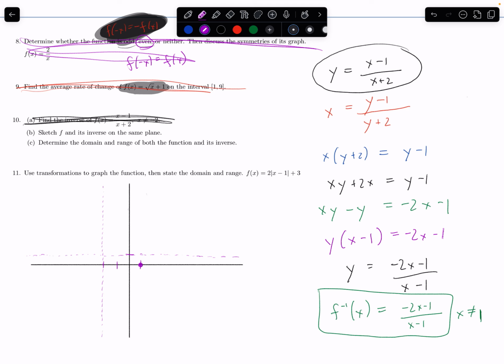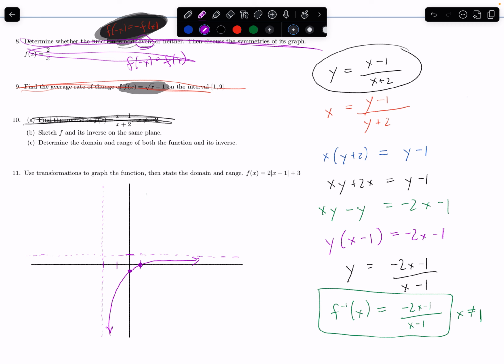Okay, what happens if x is 0? So if x is 0, it's going to be 0 minus 1, which is negative 1, over 0 plus 2, which is 2. So negative 1 over 2 is negative half. So when x is 0, I'm at negative a half. That's right here. Okay, that kind of tells me what's going to happen, right? I should hit those 2 points and then approach that asymptote. So that's the general rough picture.